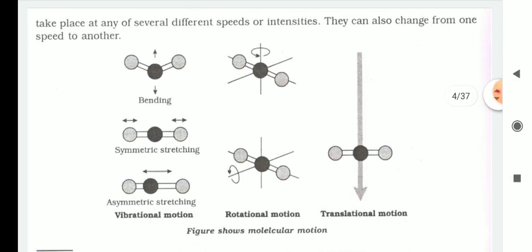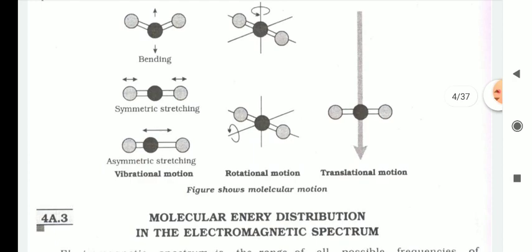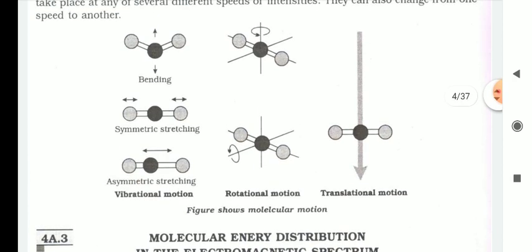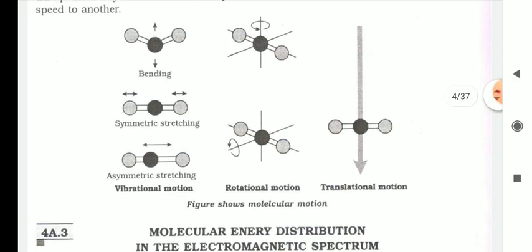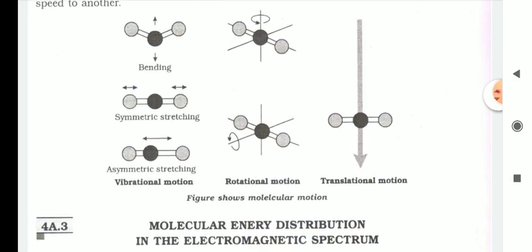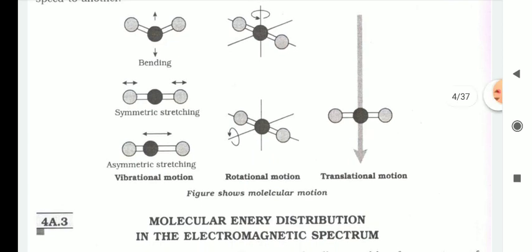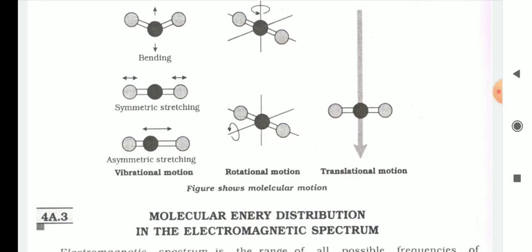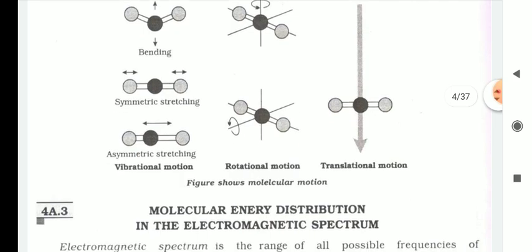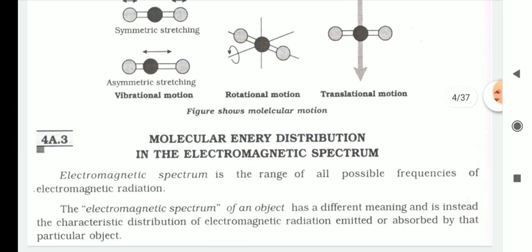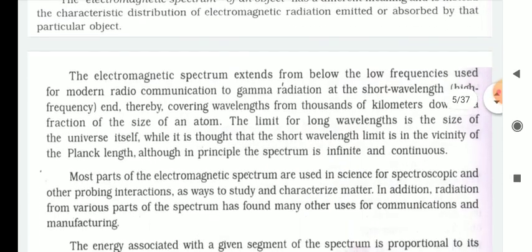So the three motions of a molecule are shown pictorially. The left side of the picture shows the vibrational motion, in which bending, symmetric stretching, and asymmetric stretching vibrations are shown, and at the center we have shown the rotation of a molecule about a fixed axis. And in the right side picture, the motion of a molecule from one position to another position corresponds to translational motion of the molecule.